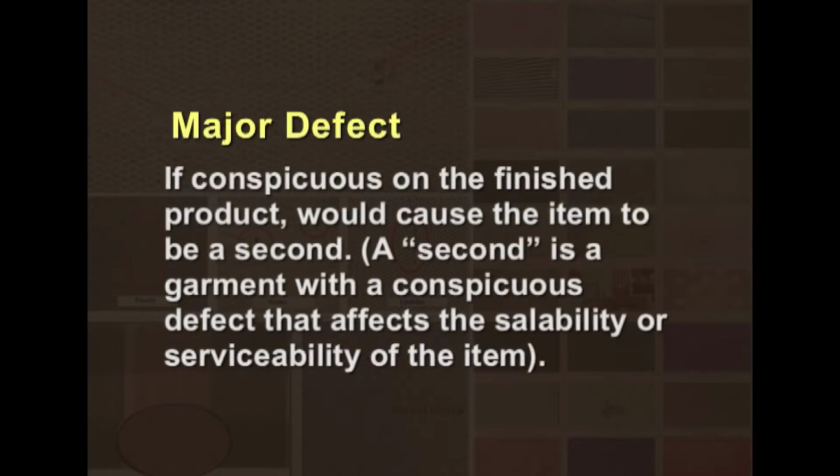And what is a major defect? Let us also define it. A defect that, if conspicuous on the finished product, would cause the item to be a second. A second is a garment with a conspicuous defect that affects the saleability or serviceability of the item.